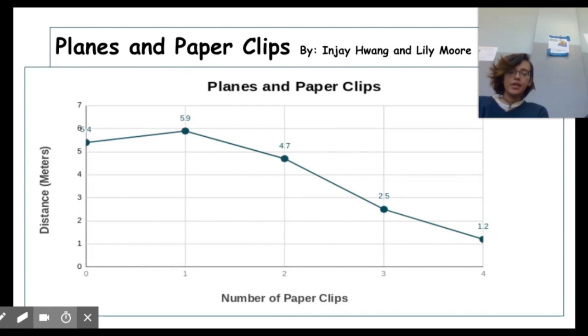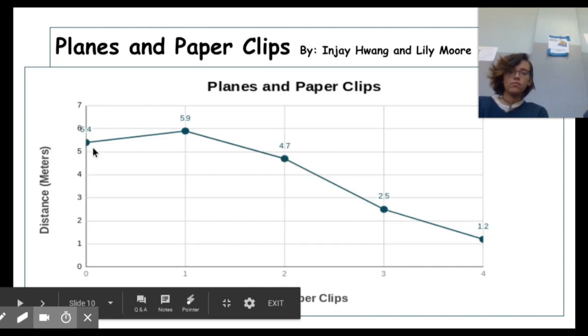And our experiment was planes and paper clips. We wanted to see if adding paper clips to a plane would affect the distance it's traveled because of the weight on it. So for 0 paper clips, our plane went 6.4 meters.